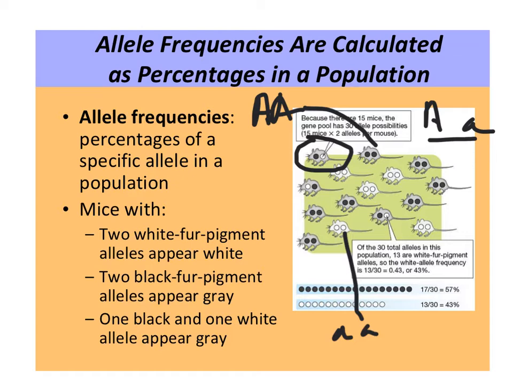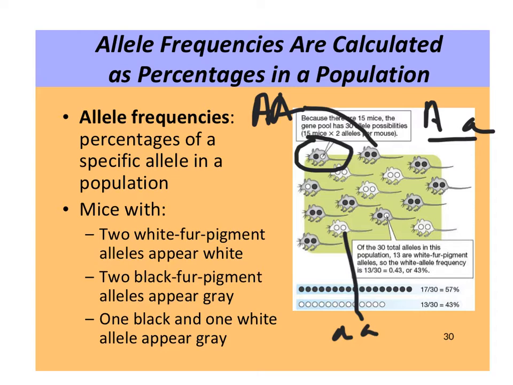Let's count up the mice. Let's go from the top. 1, 2, 3, 4, 5, 6. Oh, this is not going to work. 1, 2, 3, 4, 5, 6, 7, 8, 9, 10, 11, 12, 13, 14, 15 mice for a total of 30 alleles. So that's 30 alleles.